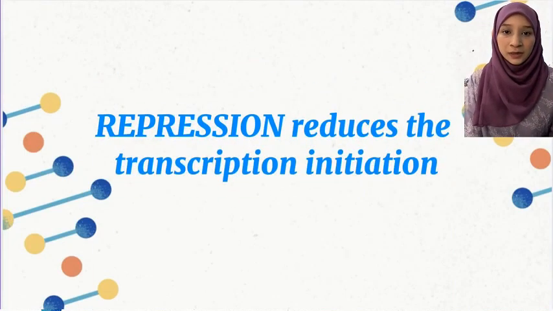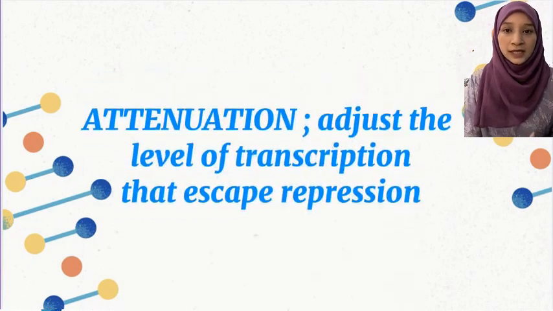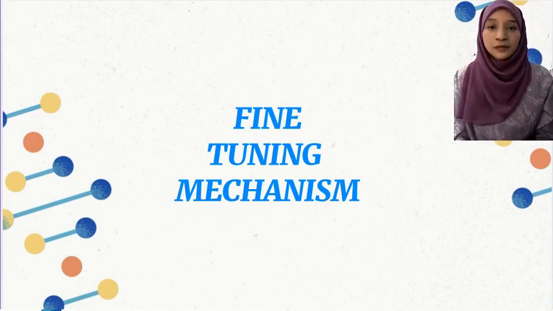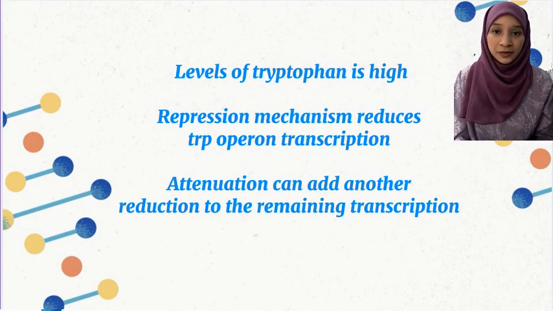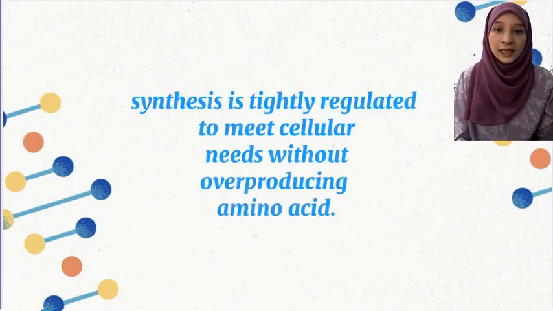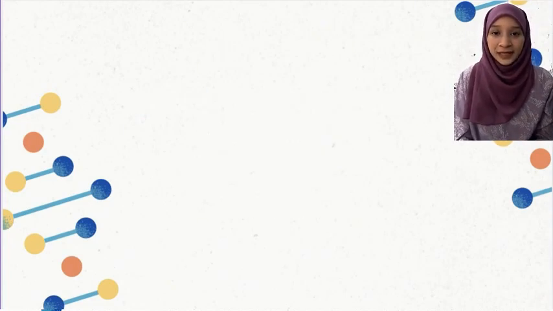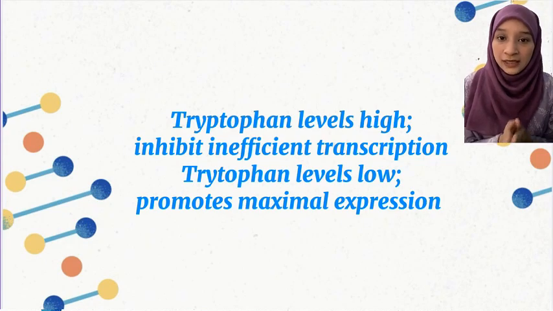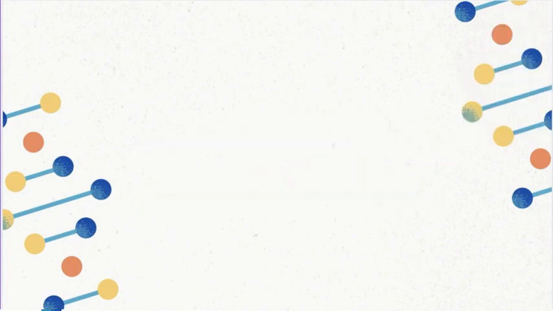Repression will reduce the transcription initiation, whereas the attenuation will adjust the level of transcription that escapes repression, acting as a fine-tuning mechanism. For example, when the level of tryptophan is high, the repression mechanism reduces TRP operon transcription, whereas attenuation can add another reduction to the remaining transcription, ensuring the synthesis is tightly regulated to meet cellular need without overproducing amino acid. The mechanism is efficient as it inhibits inefficient transcription and promotes maximal expression depending on the level of tryptophan.